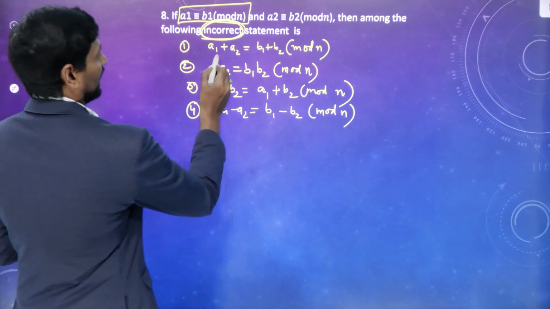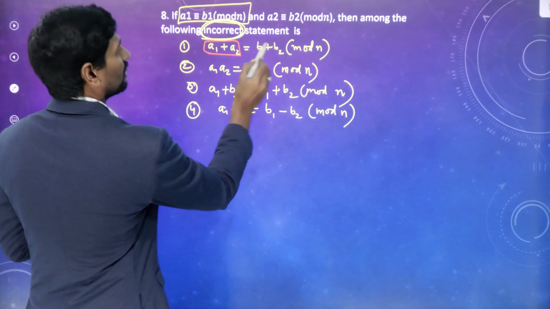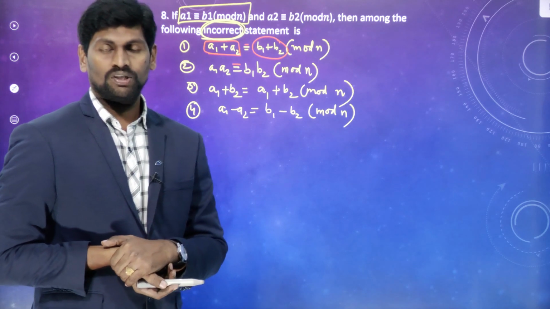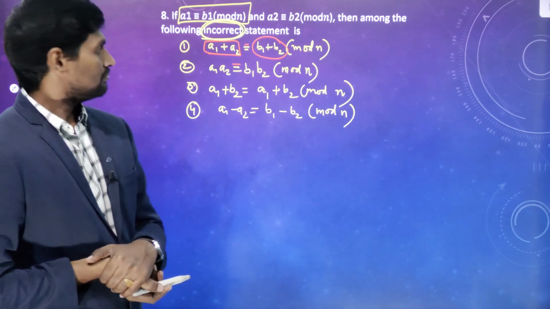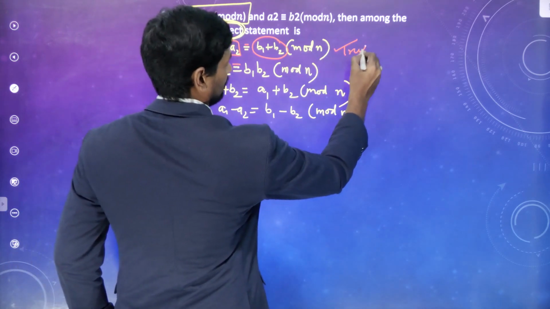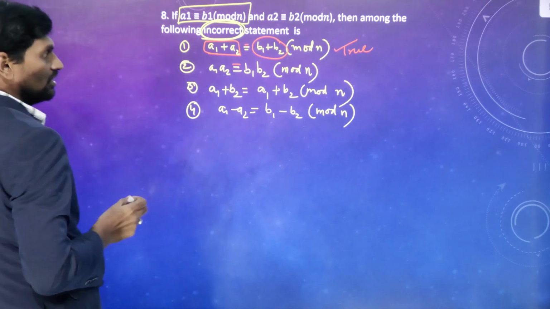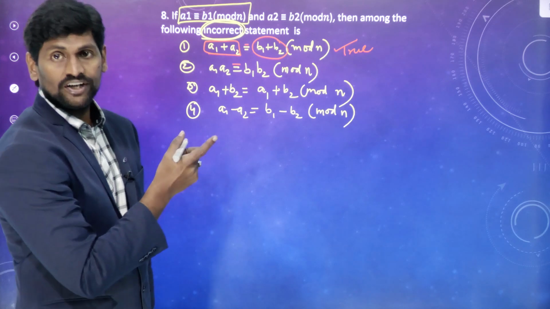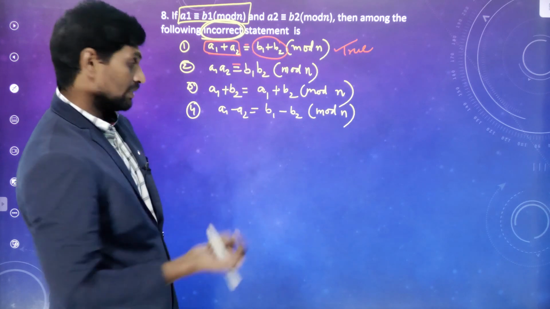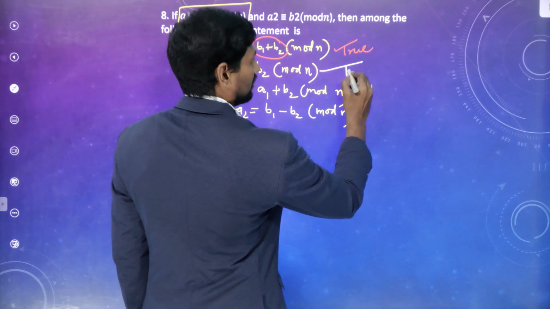The first one, A1 plus A2 is congruent to B1 plus B2 mod n. Yes, this one is true. Now the second one, A1 A2 is congruent to B1 B2. That means multiplication. First congruence rule and second congruence rule, we are multiplying. So A1 A2 is congruent to B1 B2 modulo n. It is also true.